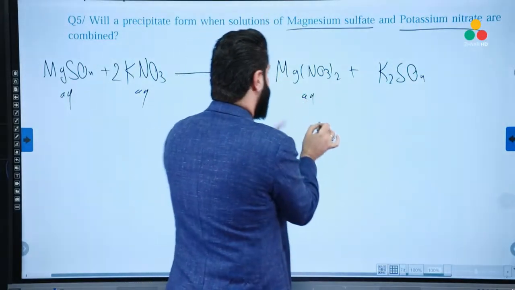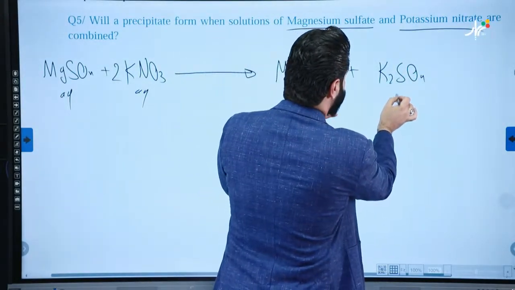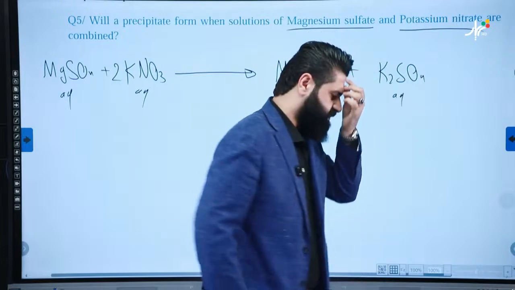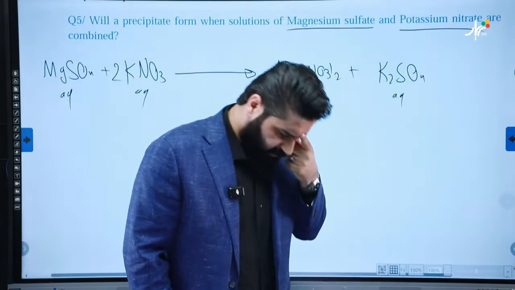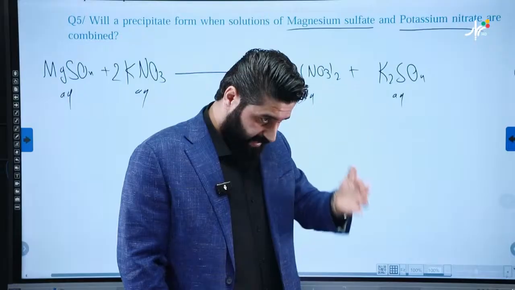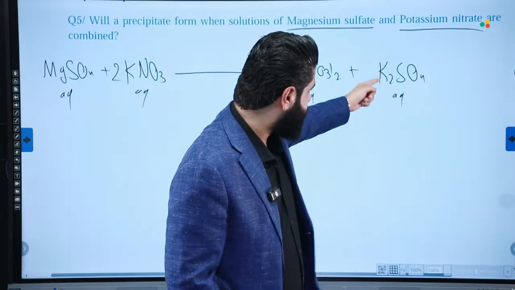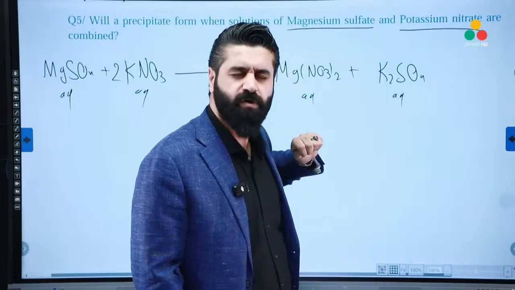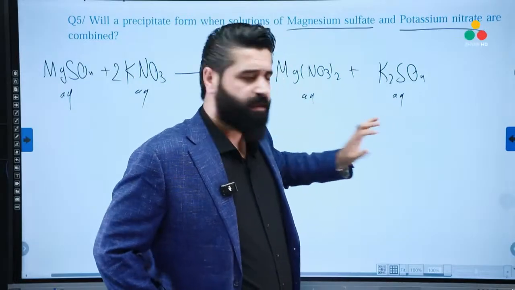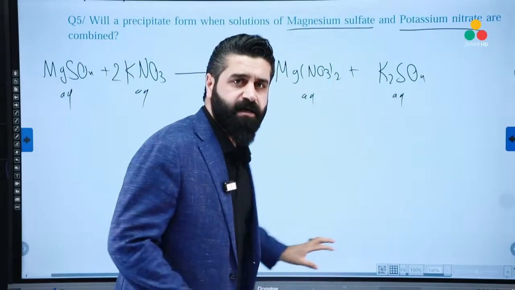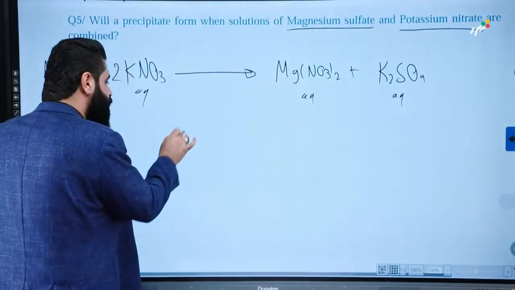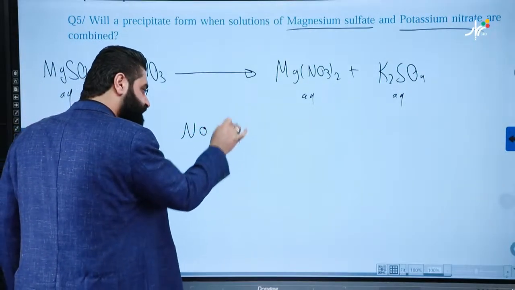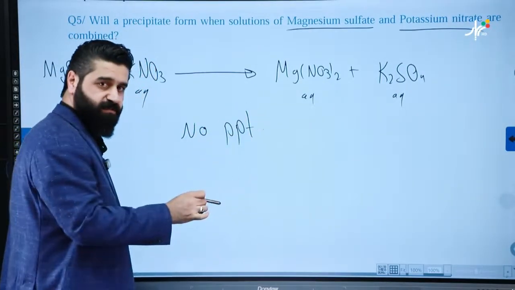This is aqueous according to the rules. This is also aqueous. But this is a sulfate. Wait, how was the rule of the sulfates? Is it a member of the exceptions? No. So this is aqueous. So there's no solid, no precipitate. Because both products are aqueous, we will say no precipitate forms.